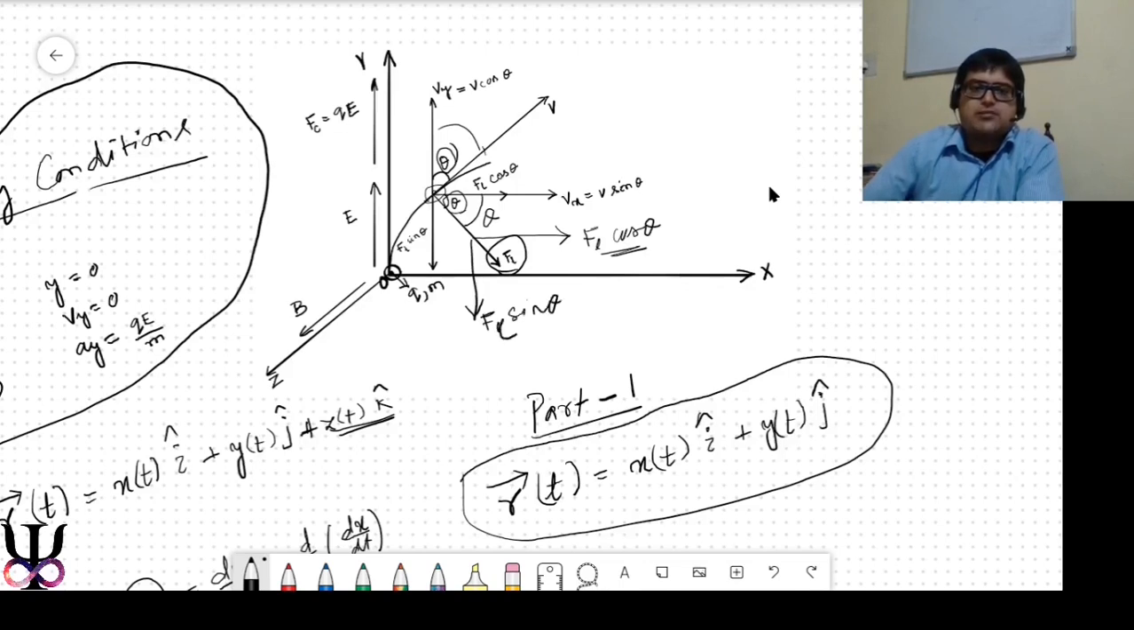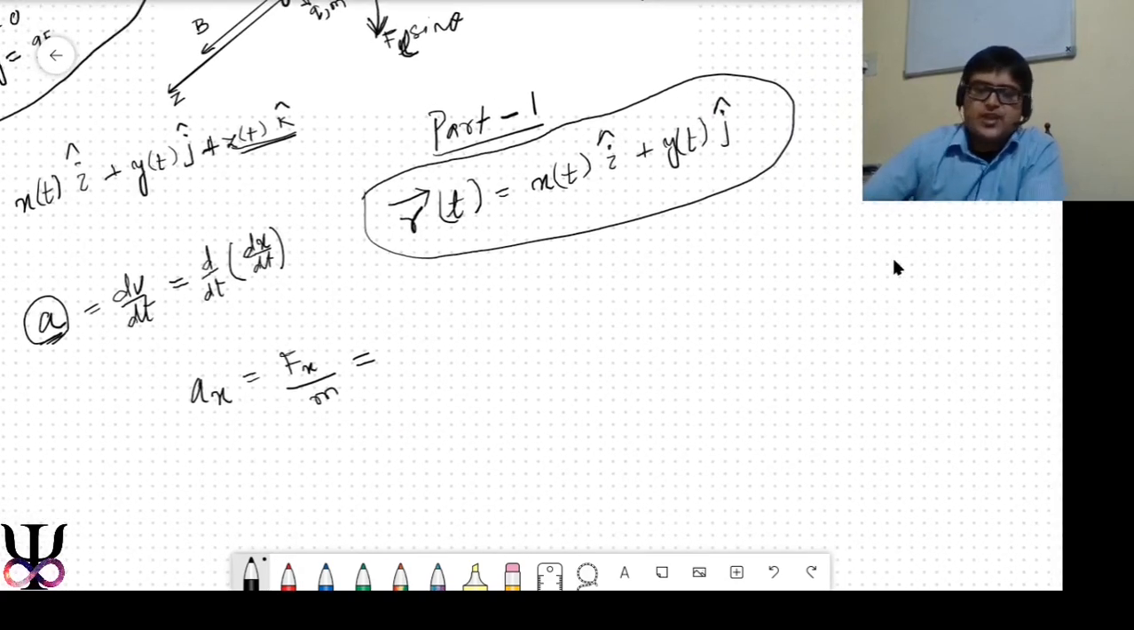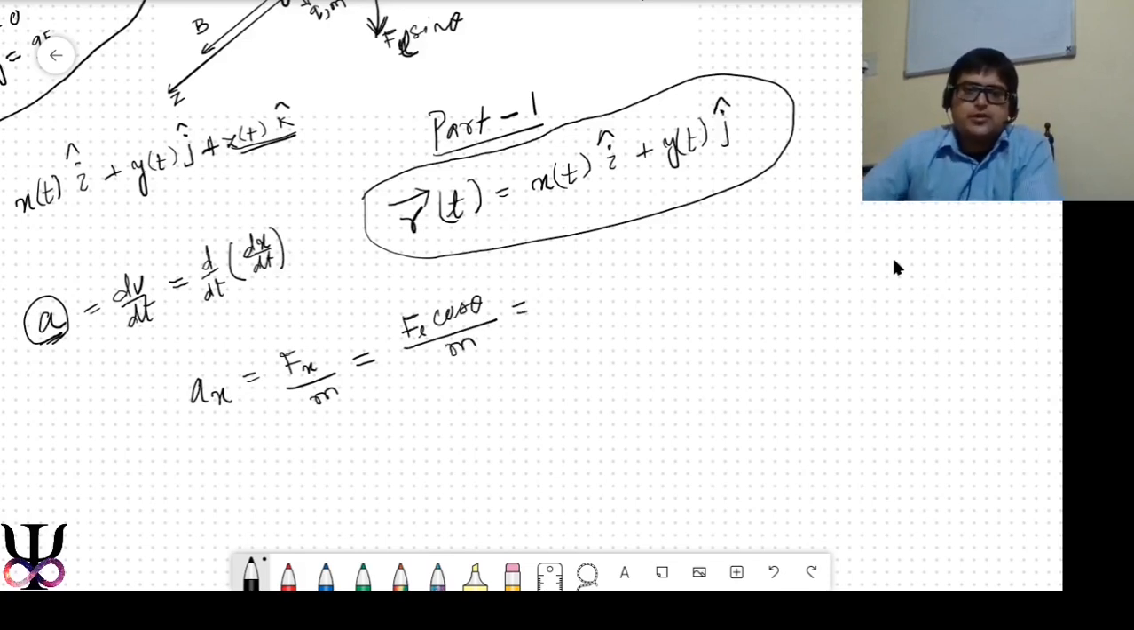sin theta. But when you talk about the vertical direction, you're going to have two forces. One is Fc, the Coulomb force, that is QE. We'll talk about this later. First of all, let's just see Fx. We know that it's only the Lorentz force, Fl multiplied by cos theta, where theta is a variable, divided by m.